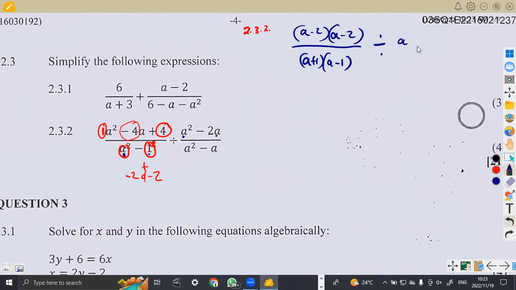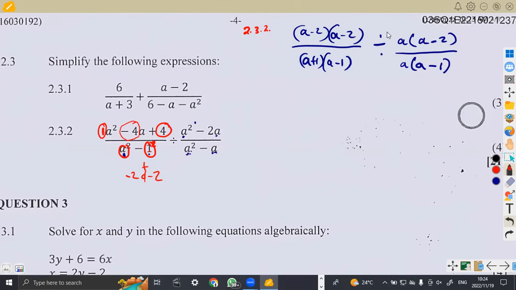If we factor out a, you're going to have a squared divided by a, which is a, minus 2a divided by a, which is a minus 2, everything over. A, again, is common here, so you can factor out a, which is going to be a squared divided by a, that's a, minus a divided by a, you're going to have minus 1. Okay, so that was the first part.